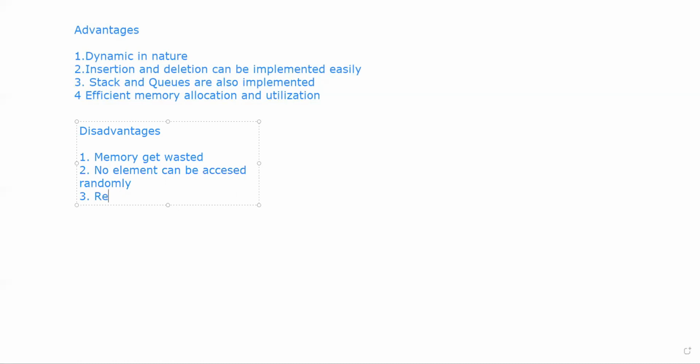And the last disadvantage is reverse traversing becomes difficult. Although we have some other options in linked list, such as doubly linked list, so you can overcome that. But in single linked list, you are not able to do so. So these are some disadvantages of the linked list.